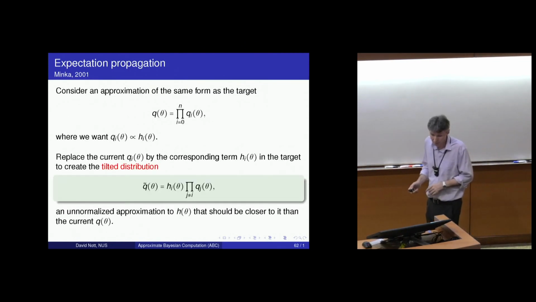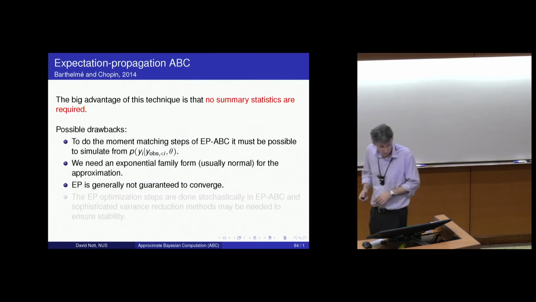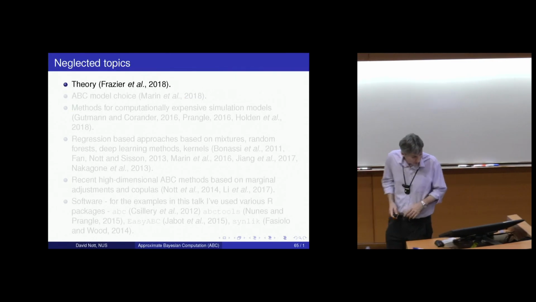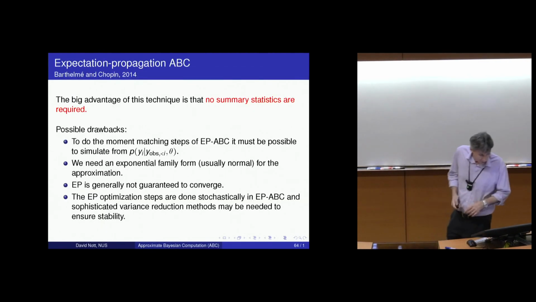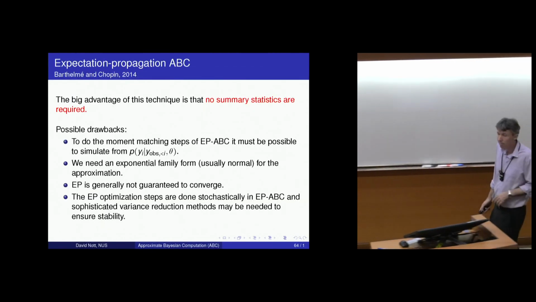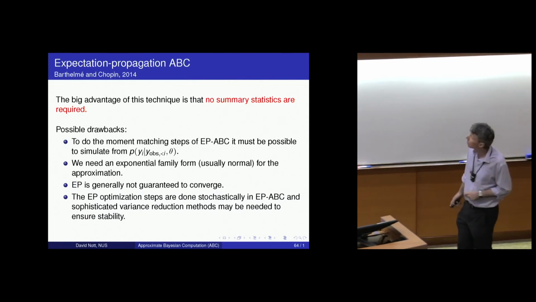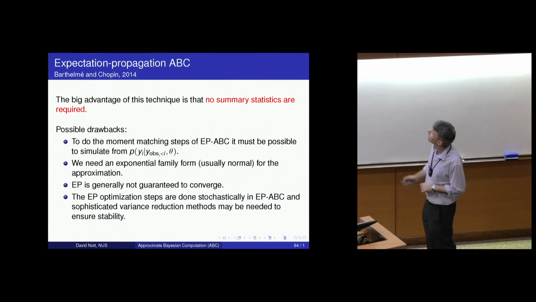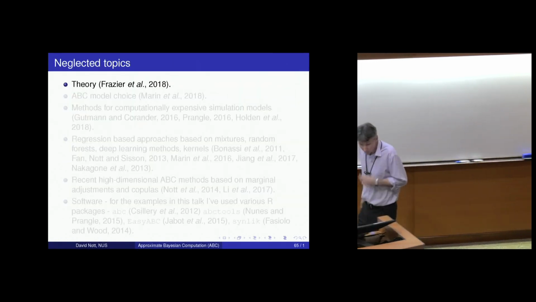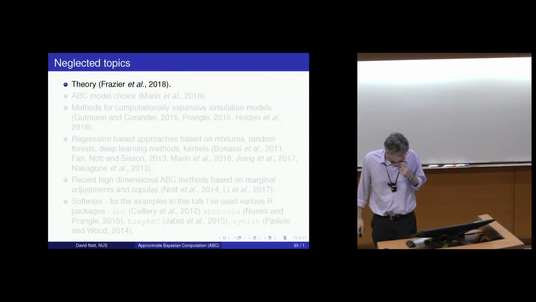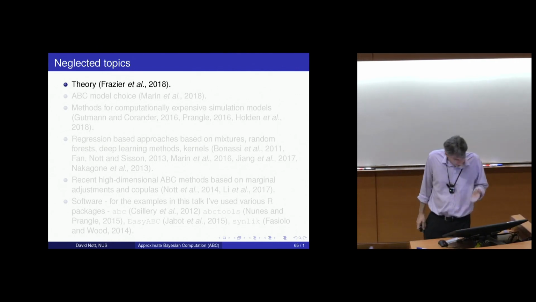I think that's probably a good place to skip towards the end. I wanted to describe a method called expectation propagation ABC, which is a method related to variational approximation methods. It's considered in this paper. I'll skip that because of the time. So this has been an introduction to ABC.